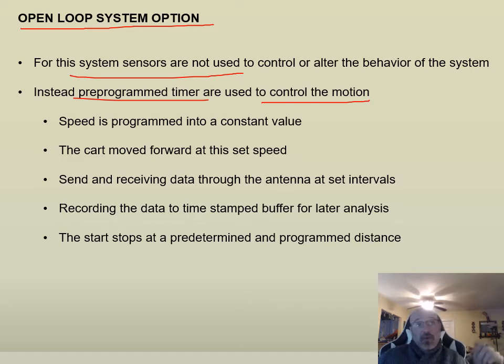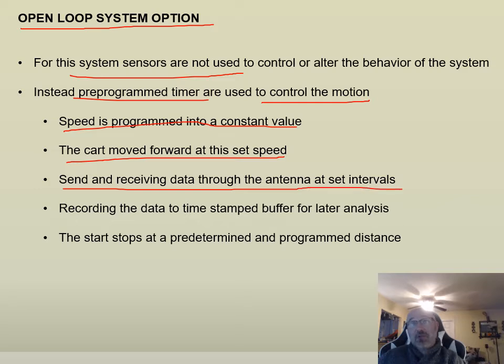Within this system, the speed is pre-programmed as a constant value. The cart is moved forward at this set speed, and the send and receive data through the antenna that we have set up is at set time intervals. So every half of a second it's going to send and receive a signal, send and receive a signal. And that's just pre-programmed in, no sensors involved.